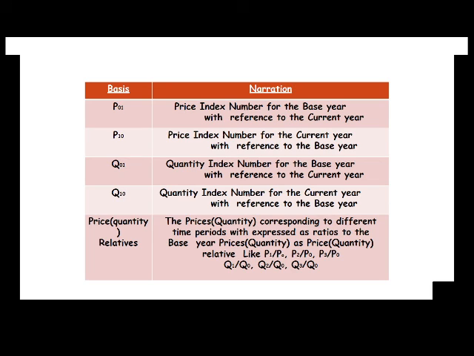Price and quantity relatives are nothing but the prices and quantities corresponding to different time periods, expressed as a ratio to the base year price and quantity. Relatives like P1 divided by P0, P2 divided by P0, P3 divided by P0, likewise Q1 divided by Q0, Q2 divided by Q0, Q3 divided by Q0.